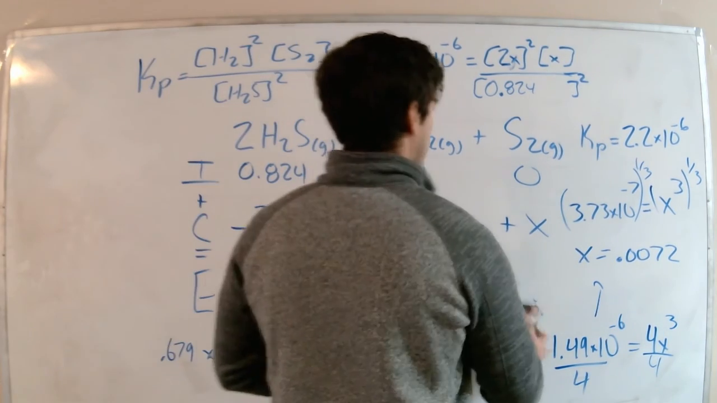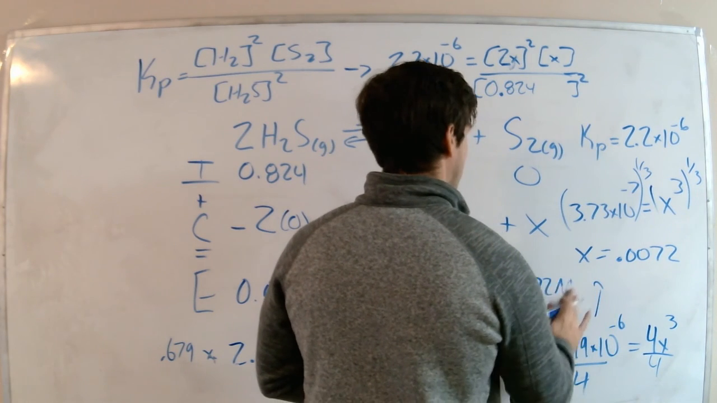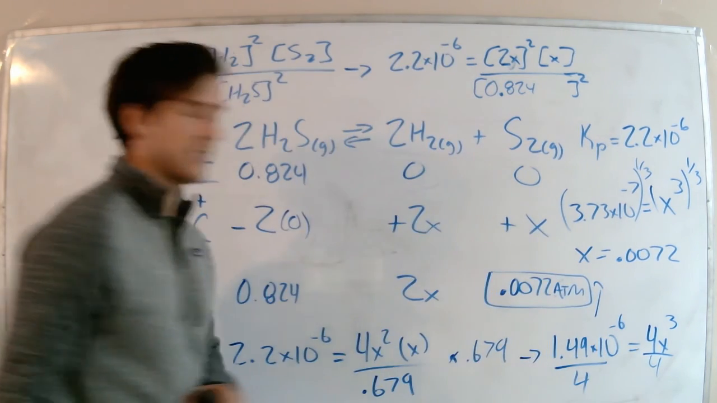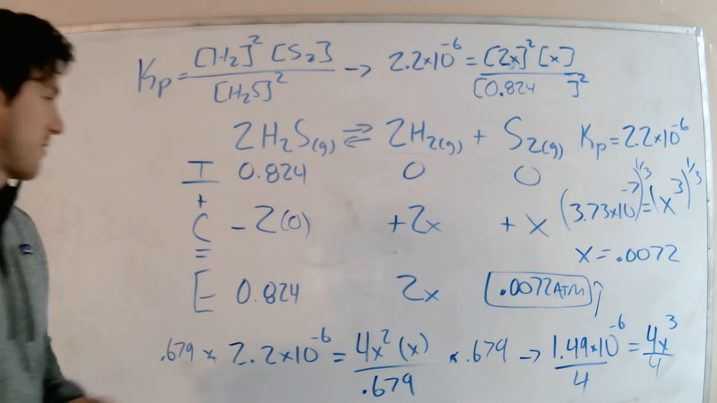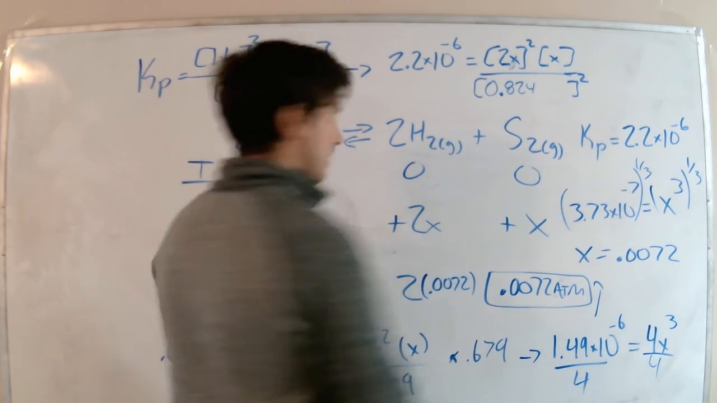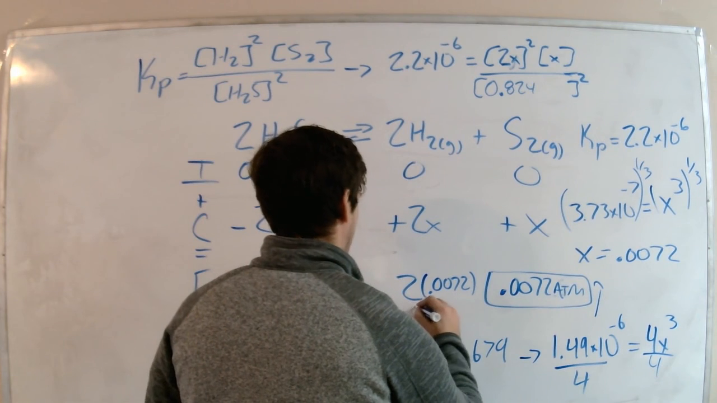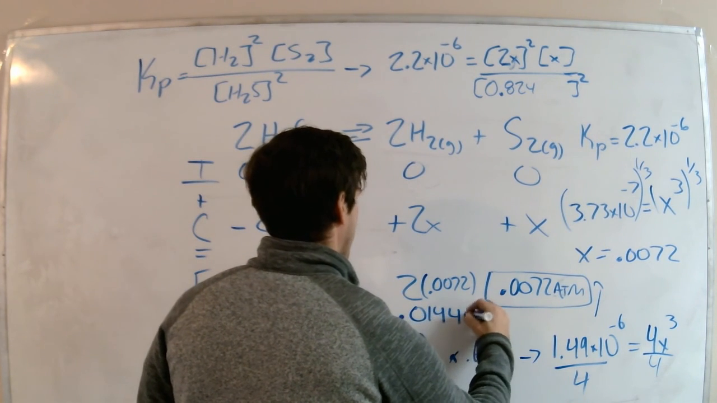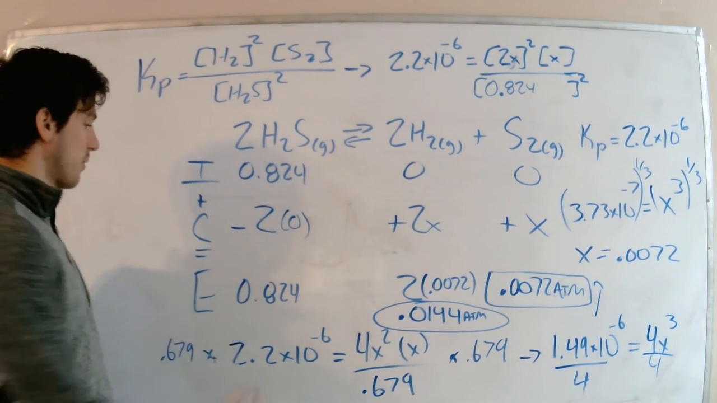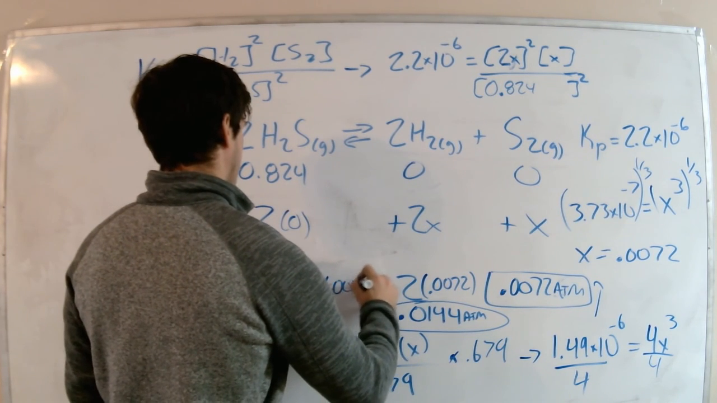Well, the new concentration of S2 is just going to be x, which is 0.0072. Oh, sorry, not concentration, right? We're not doing that anymore. We're doing pressure. Okay, 0.0072. Remember, this is now x. So my new equilibrium pressure for H2 is, I can do this in my head, 0.0144 atm. That's my new equilibrium pressure. And now here, remember this used to be minus 2x. So let's go ahead and plug in 0.0072.